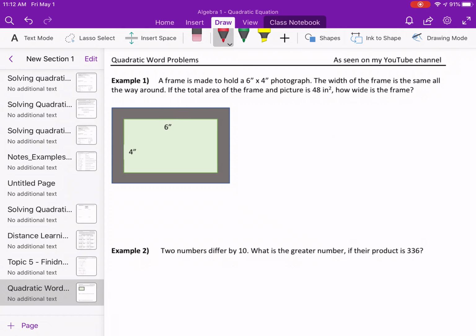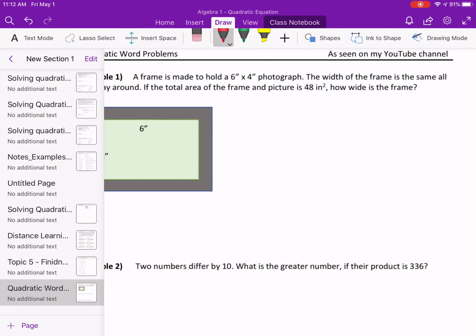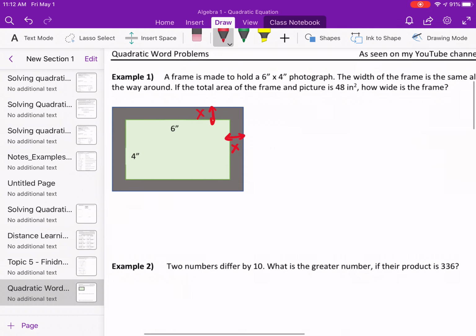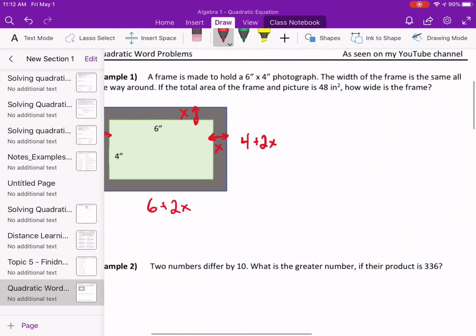how wide is the frame? Well, in this question, it states that the frame is the same width all the way around, and we're looking for that width. Well, if initially the picture was 6 inches, and I'm adding an x to the left and an x on the right, my total rectangle is going to be a width of 6 plus 2x. The height of the rectangle is going to be 4 plus 2x. That total area is now going to be 48.